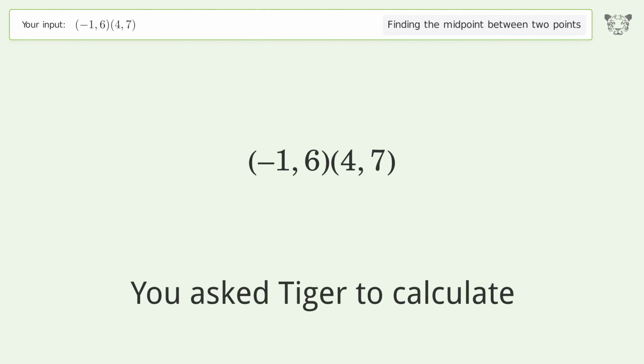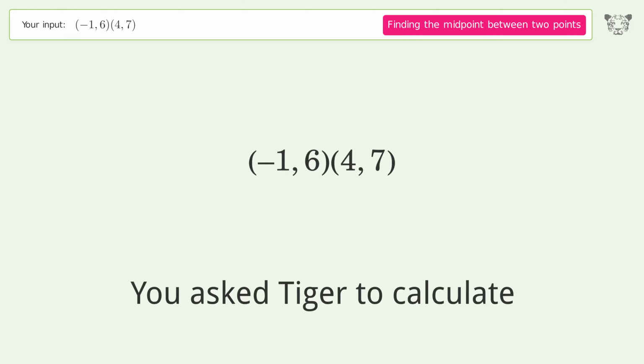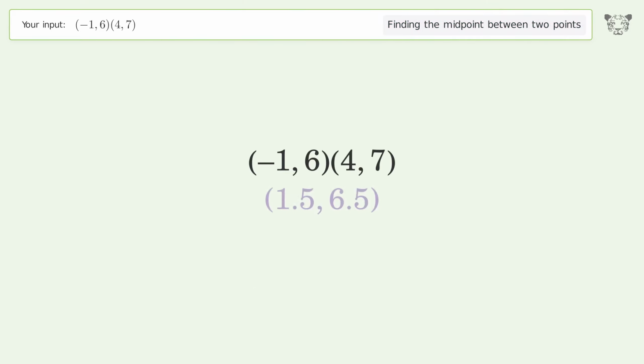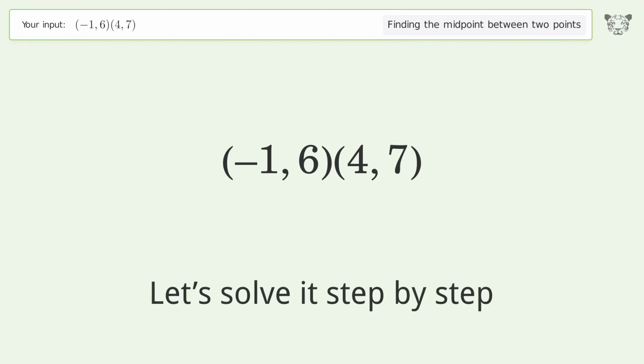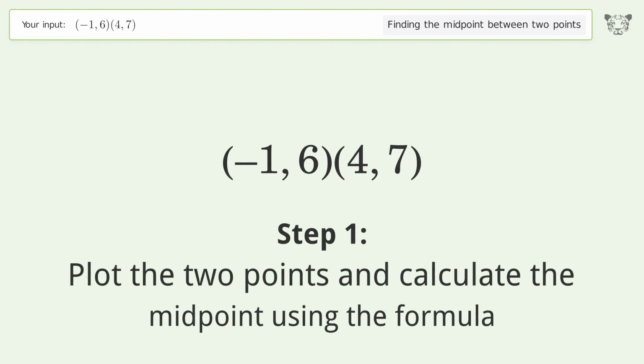You ask Tiger to calculate. This deals with finding the midpoint between 2 points. The midpoint between the 2 points is 1.5, 6.5. Let's solve it step by step. Plot the 2 points and calculate the midpoint using the formula.